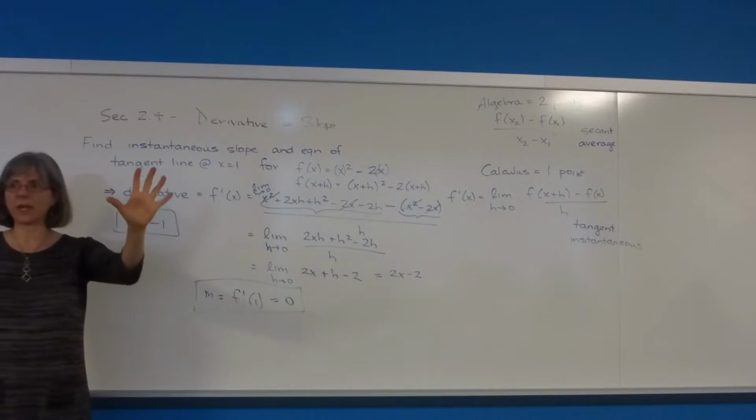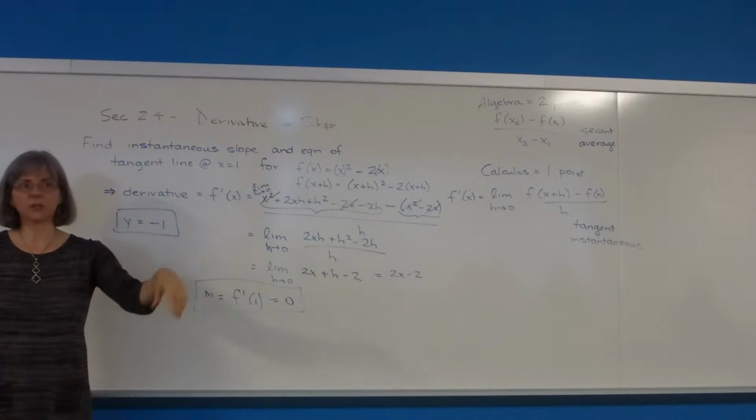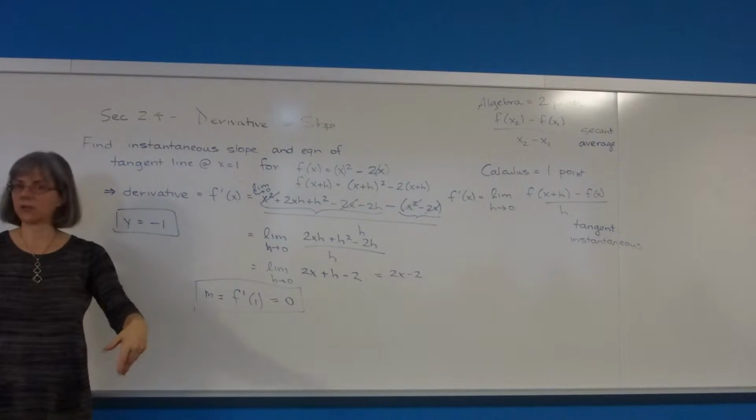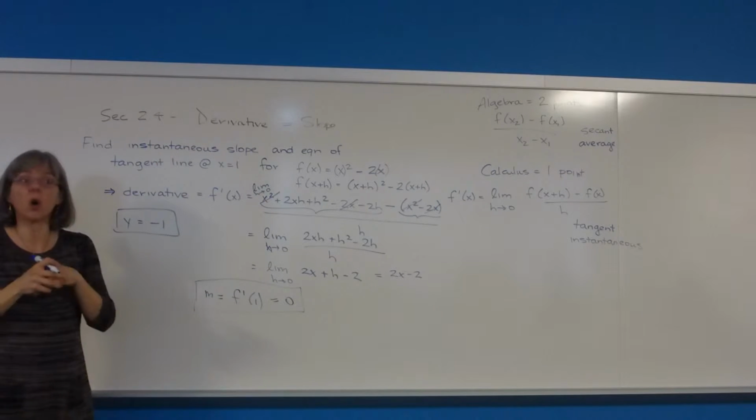Okay, so remember we have two camps. We have algebra and we have calculus. 2 points, 1 point. Average, instantaneous, secant, tangent. Okay, so if you can keep those, but they're all about slope. They're all about rate of change.